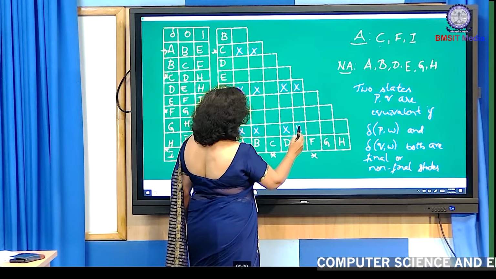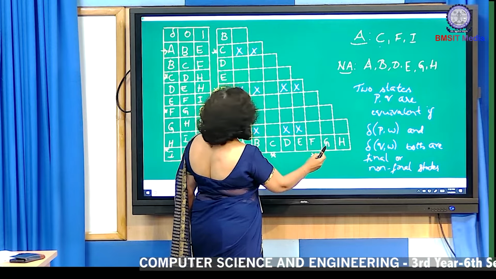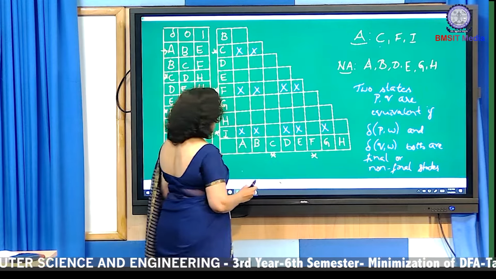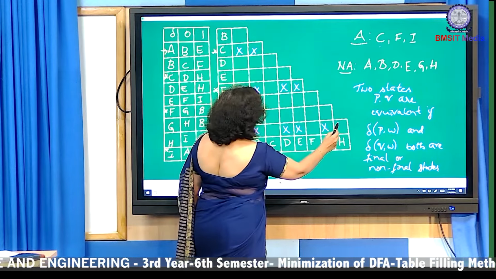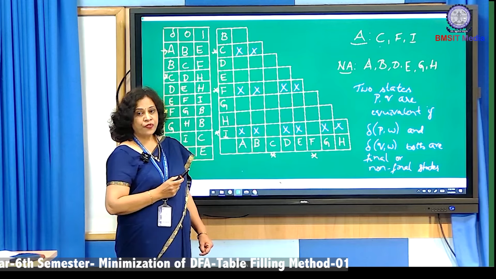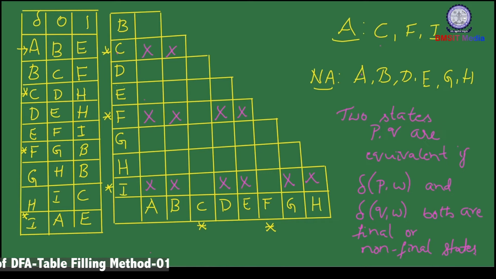I can make an entry. FI, both are final, I can't make an entry. GI, one is final, one is non-final, I can make an entry. The last one, HI. So these are the first level markings in the staircase model.